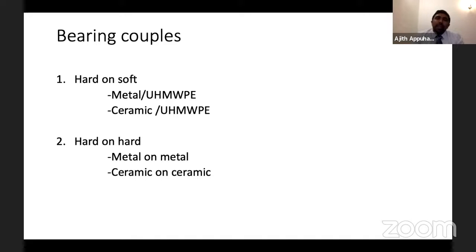Then we'll go to bearing couples. There are two main types of bearing couples we talk about under materials: hard on soft and hard on hard. What are the hard on soft? Metal on polyethylene, ceramic on polyethylene. What is hard on hard? Metal on metal, ceramic on ceramic.